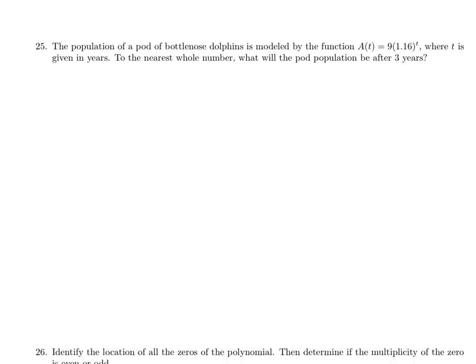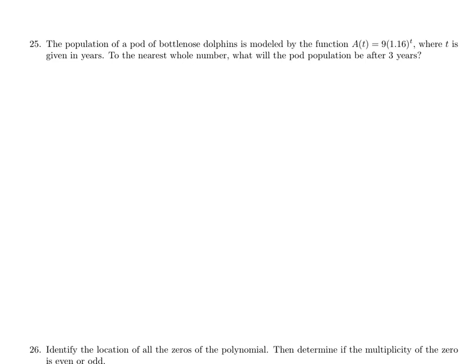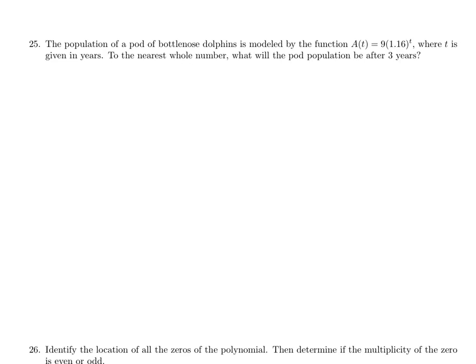All right, 25. The population of a pod of bottlenose dolphins is modeled by the function A of t is equal to 9 times 1.16 to the t, where t is given in years. To the nearest whole number, what will the pod population be after 3 years? Do not overthink this one. This is so simple. 3 is t. They just want you to plug that in and put it in your calculator.